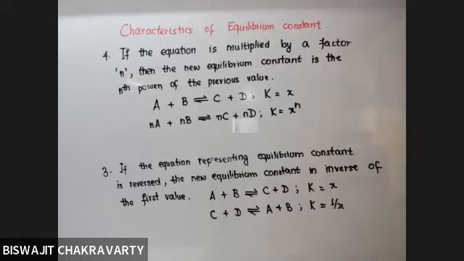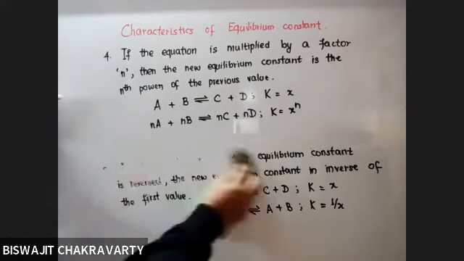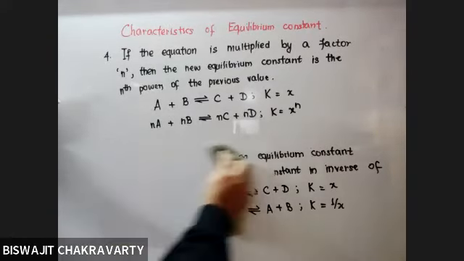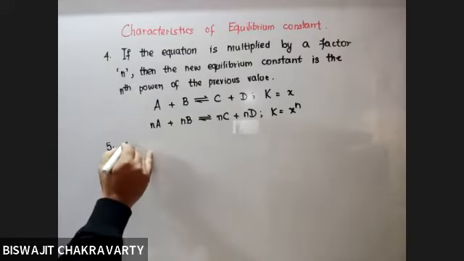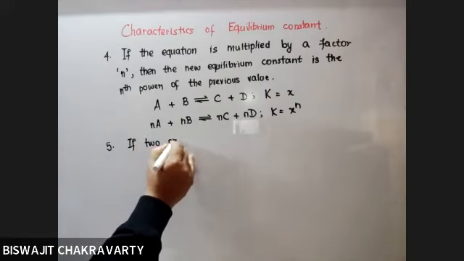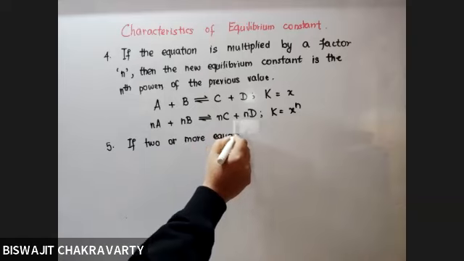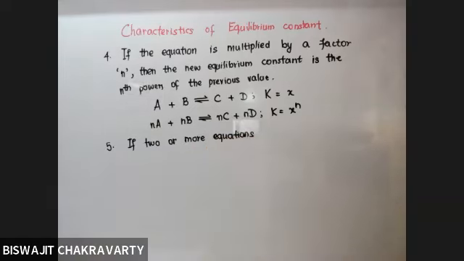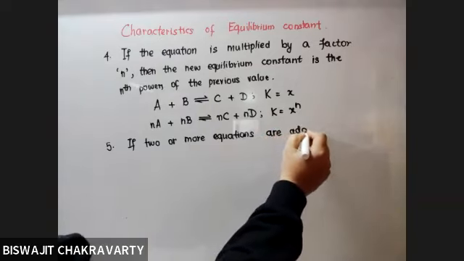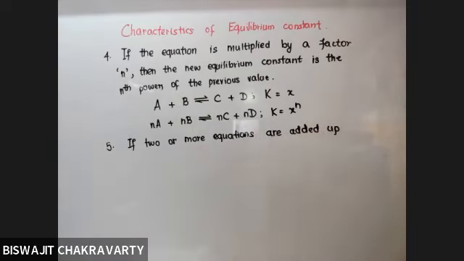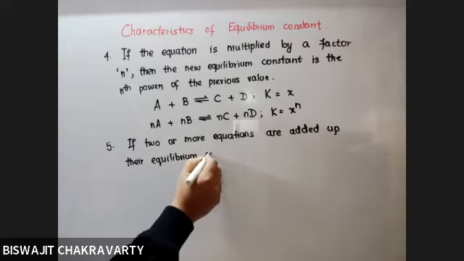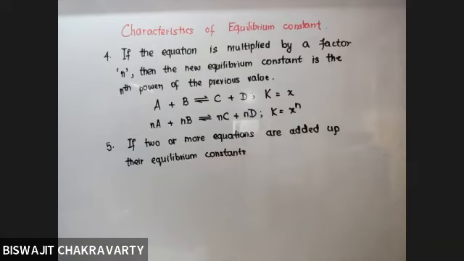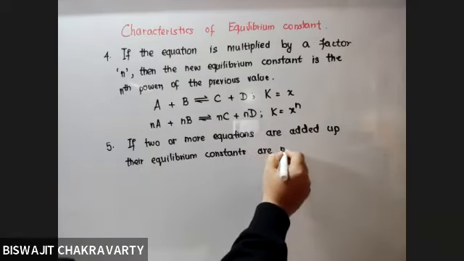Done? Can I proceed? Yes, sir. Okay. Point number 5, if two or more equations are added up, their equilibrium constants are multiplied.